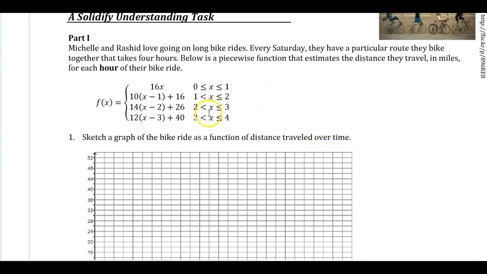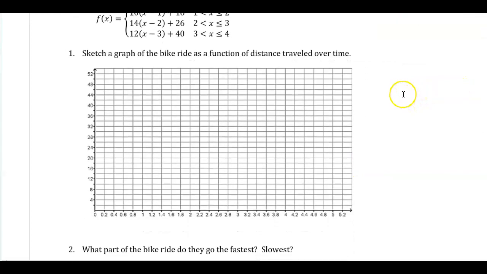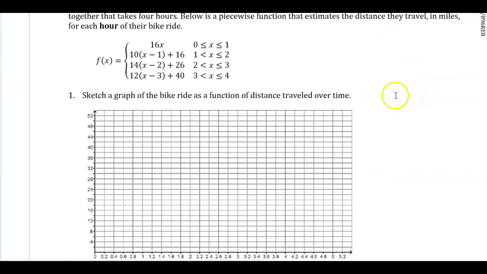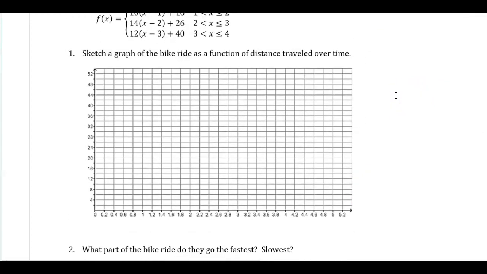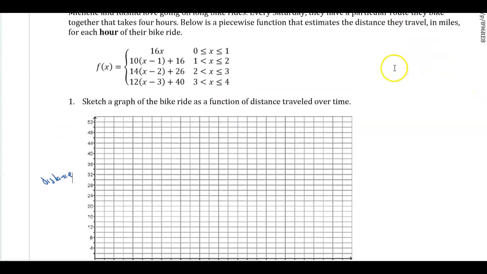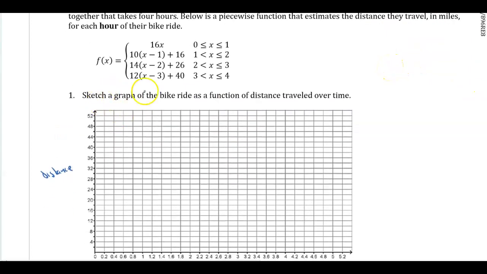Now, to graph these, it says Michelle and Rashid love going on long bike rides. Every Saturday, they have a particular route they bike together that takes 4 hours. Below is a piecewise function that estimates the distance traveled in miles. Right away we know our input represents hours, and our output represents distance.